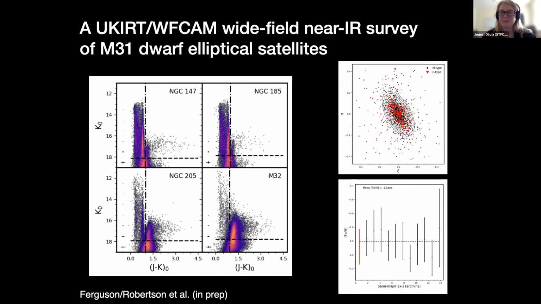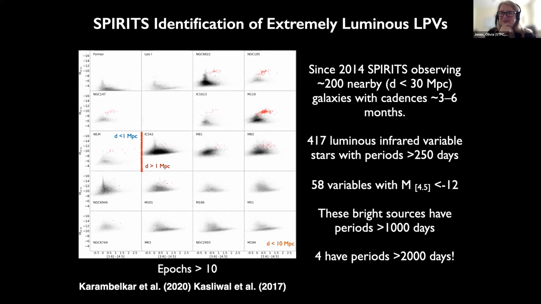And then the final results from Spitzer that I want to talk about today are the SPIRITS identifications of extremely long period stars. So SPIRITS since 2014 have started monitoring around 200 nearby galaxies, looking for transient infrared variables. They looked at around 20 galaxies, less than 10 megaparsecs, to try and identify the long period variable population. And what they used is over 10 epochs of data to find out the pulsation periods of these stars.